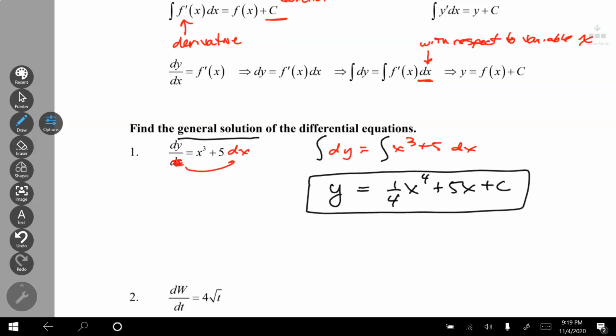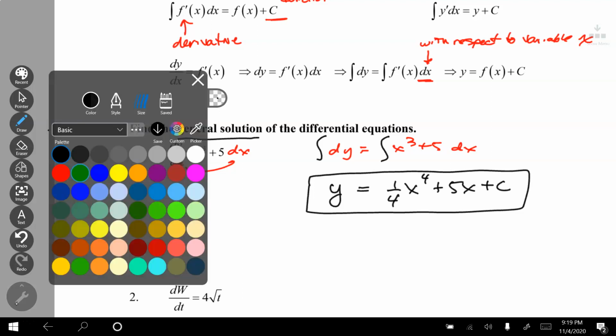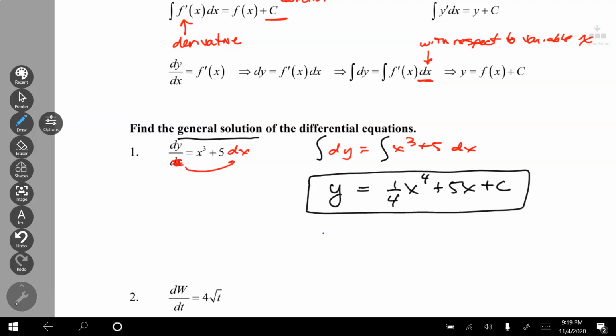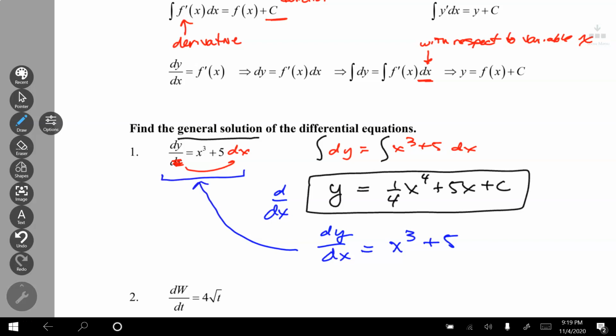If you took the derivative of this, dy over dx, you would get x to the 3rd plus 5, which is exactly what we had over here in the beginning. That's why the antiderivative is so nice. You can check it at the end. Do you get what you want?